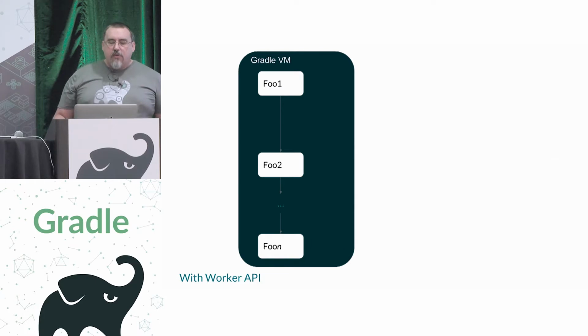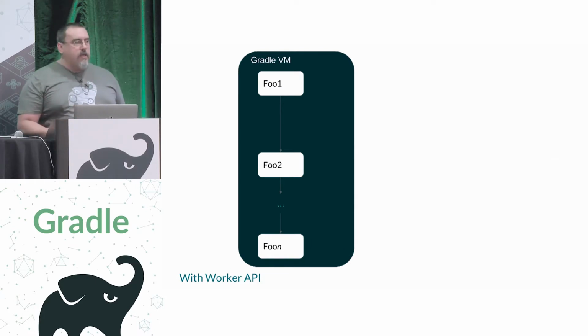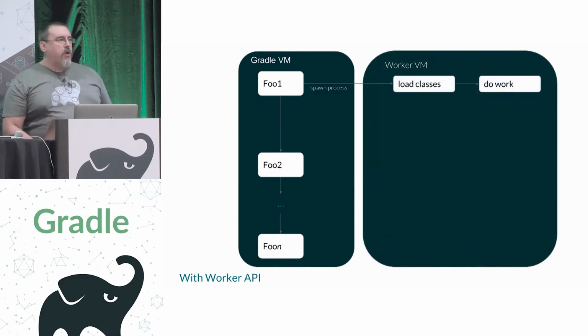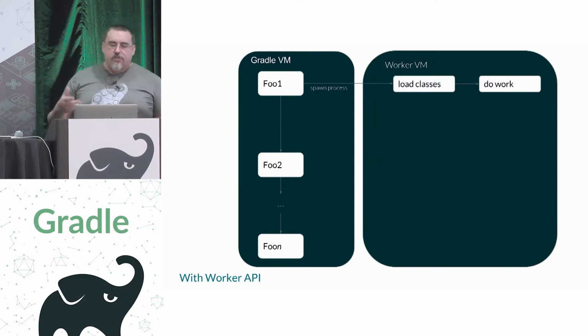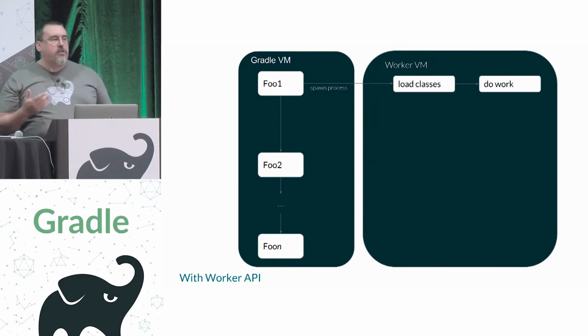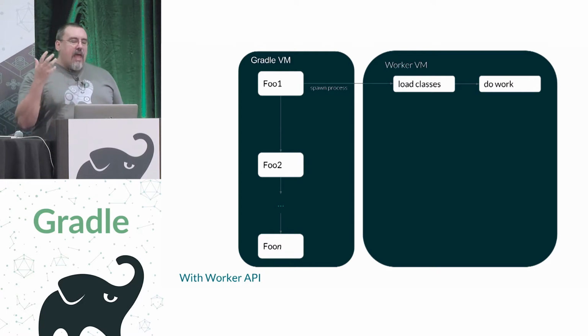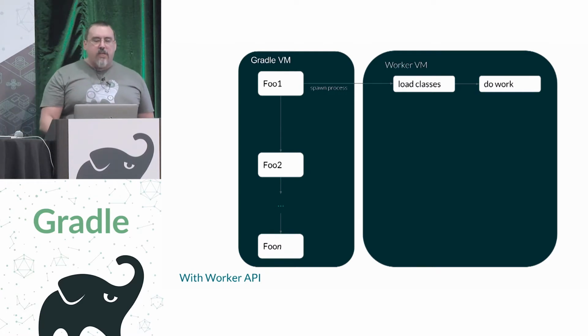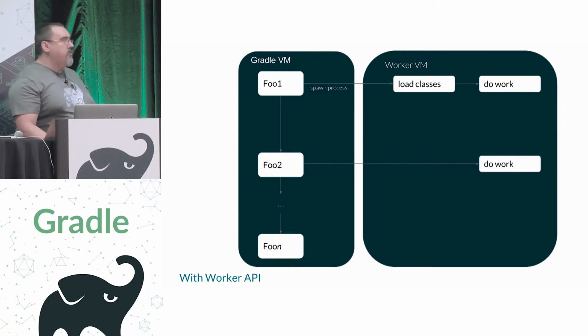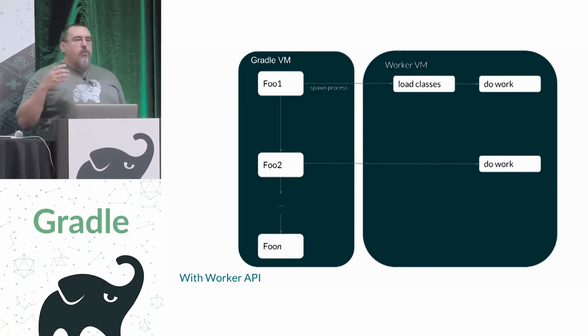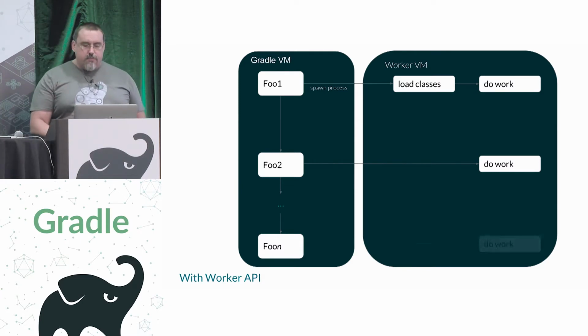On the other hand, if we do this with a worker daemon, this looks a little bit different. Certainly in the first invocation, we're going to spawn a process, spawn a new VM, do this initialization, and execute our work. But having this thing persistent, having it long-lived, allows us to then just execute work over and over and over again in that process. So we eliminate this overhead of constantly spawning processes.